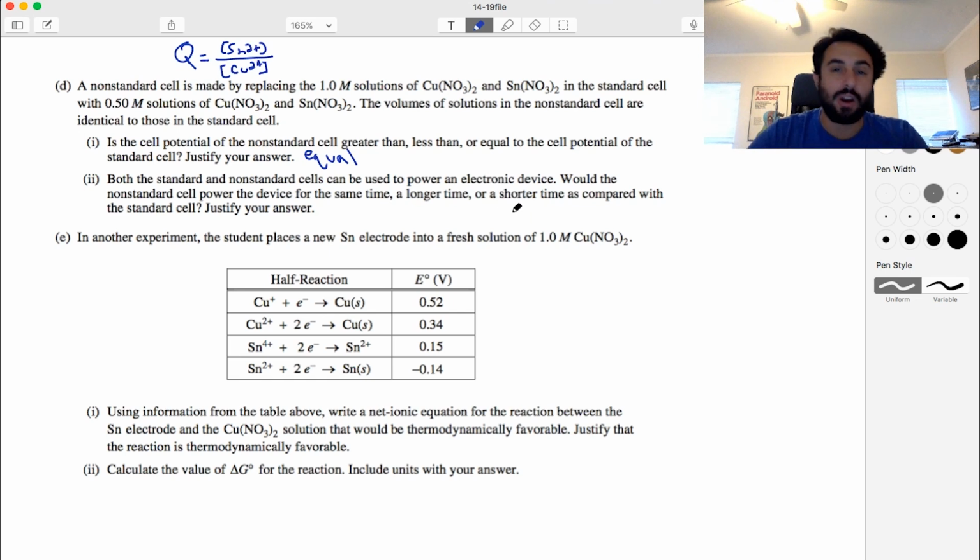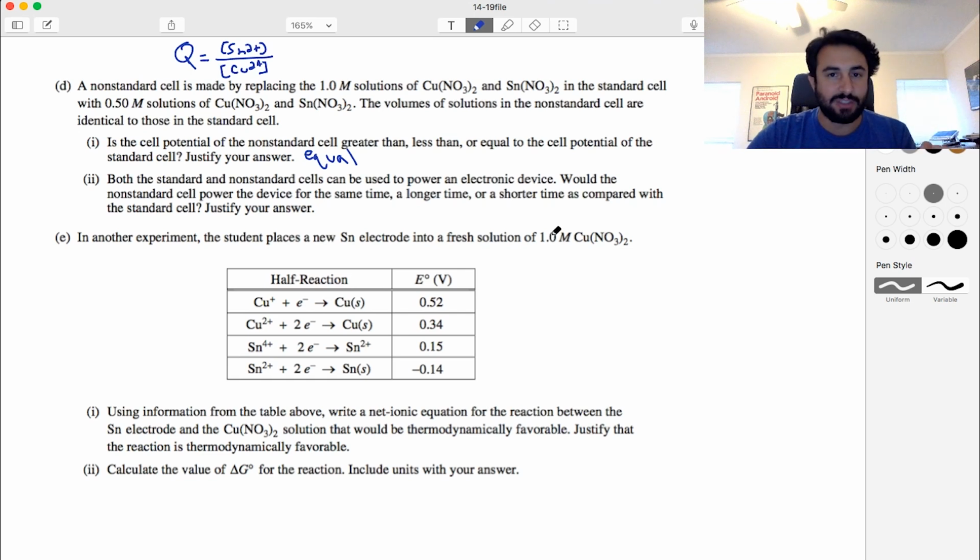So here we are getting more quantitative, because in order for this cell to power a device, right, the current must be flowing. And the only way for the current to be flowing, remember that we're oxidizing those tin atoms, and the electrons are flowing through the wire over to the copper electrode, but that can only work.